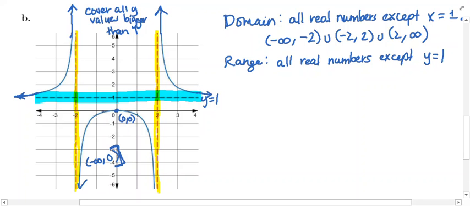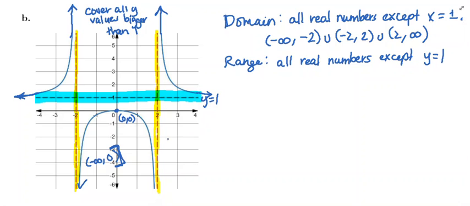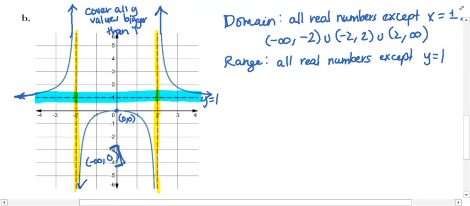So you can't rely totally on the asymptotes. They are very helpful, but if you're doing domain, you still need to go from left to right and see what's covered. If you're doing range, you still need to go from the bottom to the top to see what's covered. So let's go from the bottom to the top here.